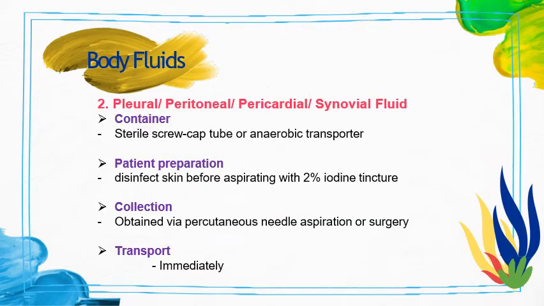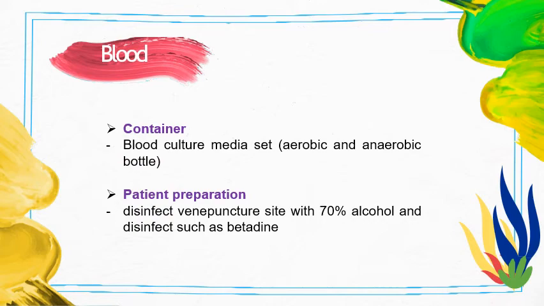Now, we have your pleural, peritoneal, pericardial, and synovial fluid. You will use a sterile screw cap tube or an anaerobic transporter. The patient should be disinfected with 2% iodine tincture on the skin. The collection is percutaneous needle aspiration or surgery, and the transport is immediate.